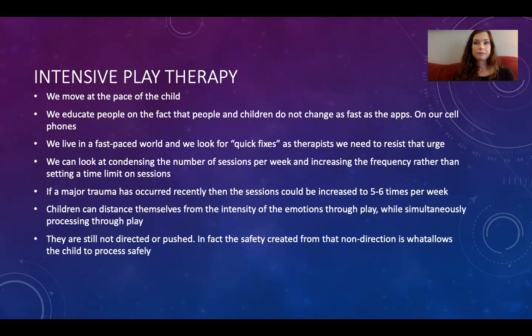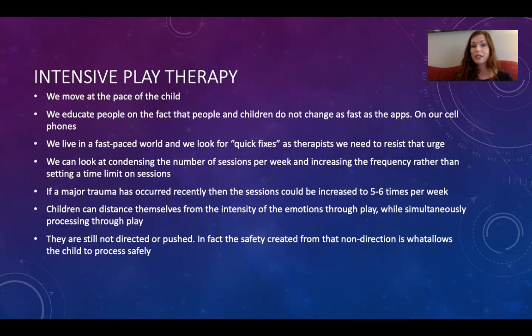So we have to educate people on the fact that people and children don't change as fast as the apps on our phone. And we live in a fast-paced world, and we look for quick fixes as therapists, but we need to resist that urge.